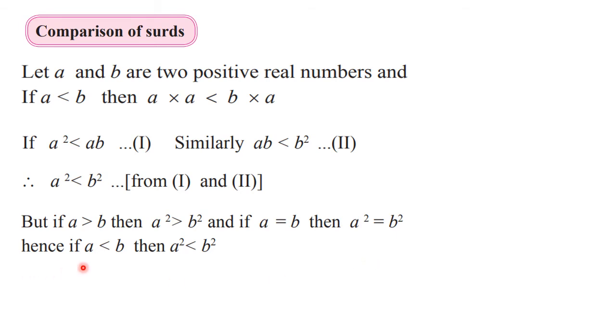And third thing, if the second number is greater than the first number, then the square of the second number is greater than the square of the first number. Okay. So squaring doesn't make the change here. That is important. Okay. So let us see the solved examples now.